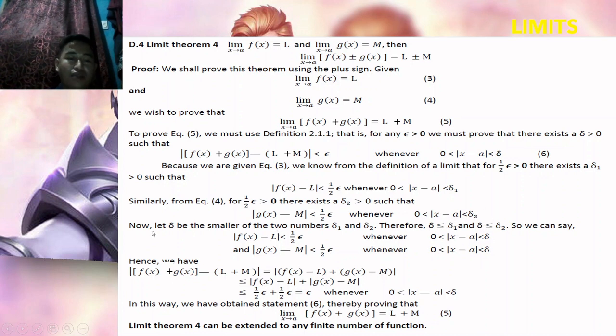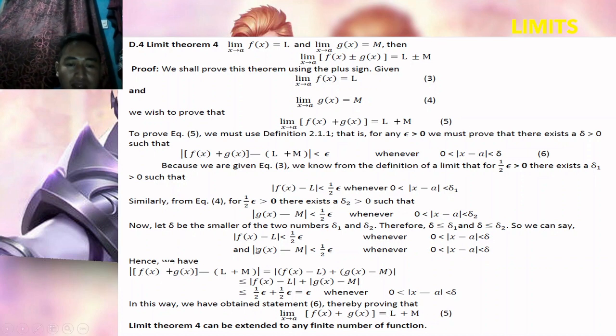Now let δ be the smaller of the two numbers δ1 and δ2. Therefore, δ is less than or equal to δ1 and δ is less than or equal to δ2. So whenever the absolute value of x minus a is less than δ, since δ is less than or equal to both, both conditions hold.